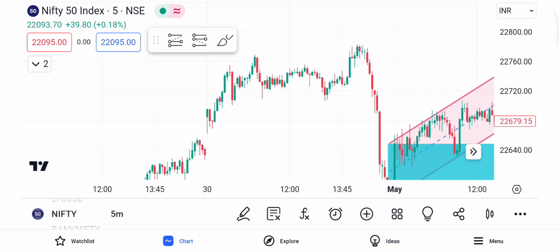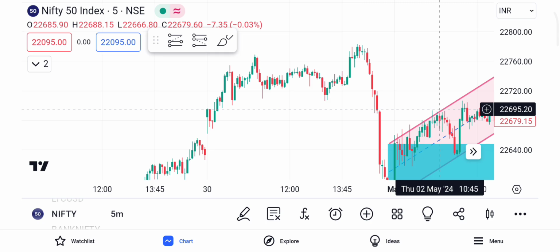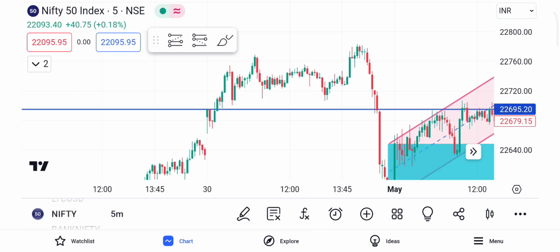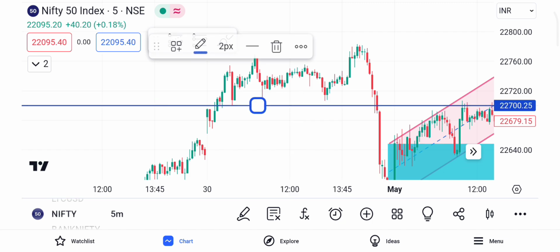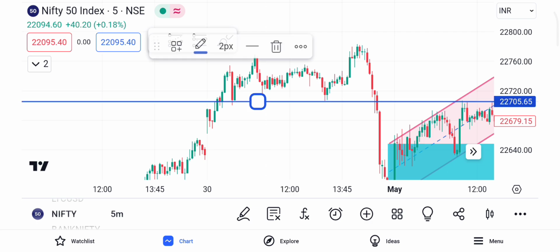See, that day I could have definitely used this mark as a support level. Okay, I would have waited, and if the market came to this level I would buy it, but the market never came, and I think this is a much better place actually, okay.